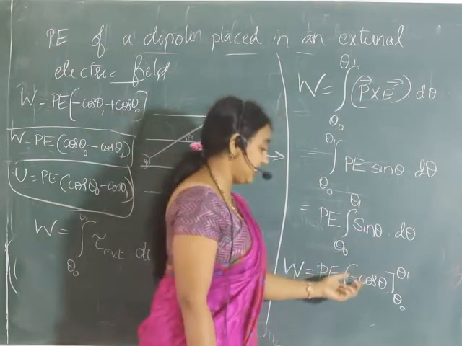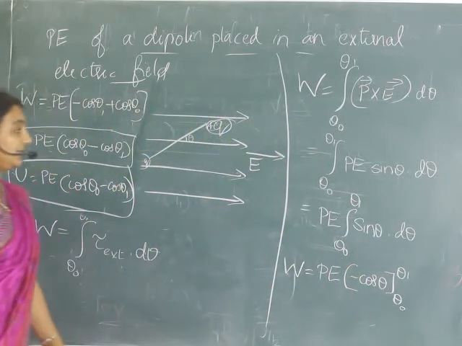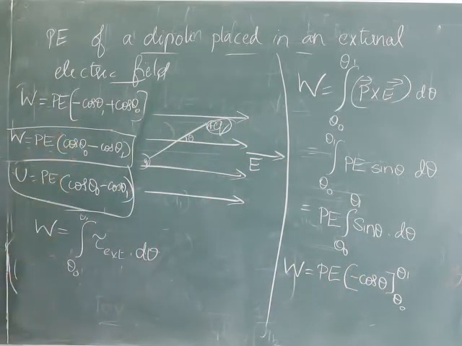Integration of sin theta is minus cos theta. Apply the limit, upper limit minus lower limit. So W is equal to PE (cos theta naught minus cos theta 1). This is the expression for potential energy of an electric dipole placed in an external electric field. The next concept which we are moving for is expression for the electric field on the surface of the charged conductor.